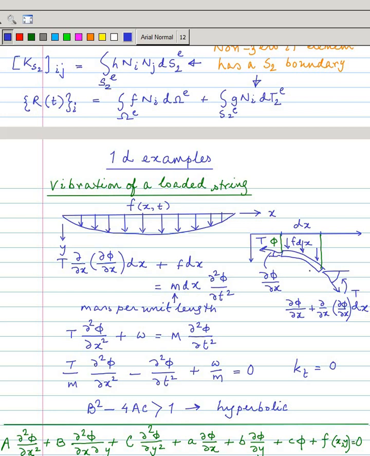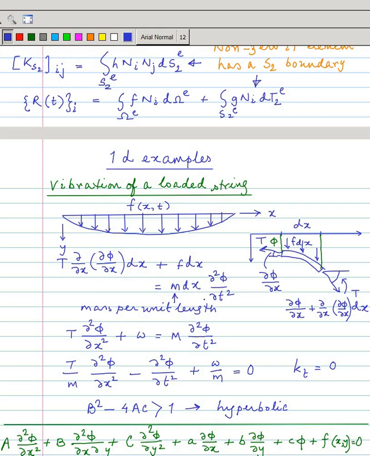So this is the slope del phi del x, and this slope is del phi del x plus the rate of increase of del phi del x into dx. Now T is always along the tangent. So here this is the tangent at this end, and this is the tangent at this end. The tension remains unchanged. Here the assumption is the tension in the string remains unchanged. So the force in the upward direction balances F dx. So if you do that, then this is the equation.